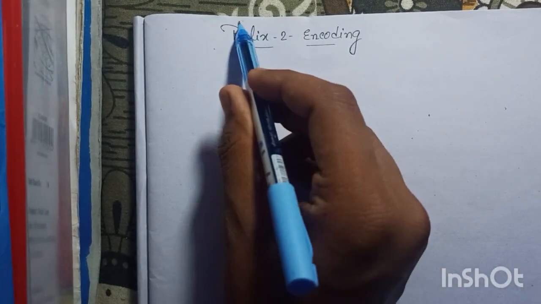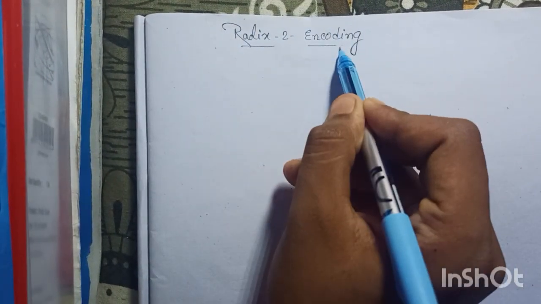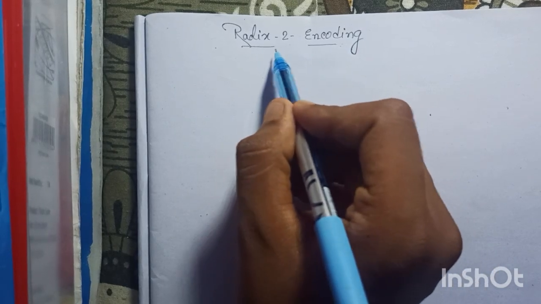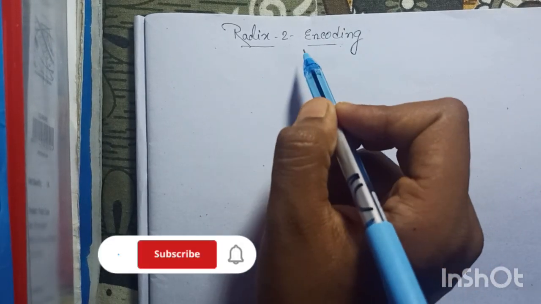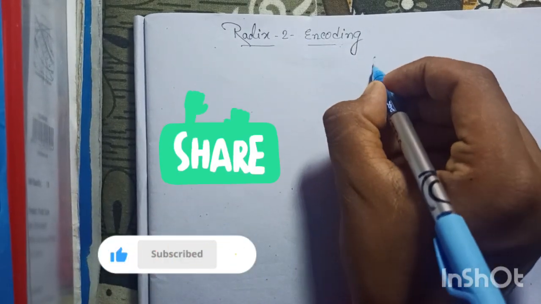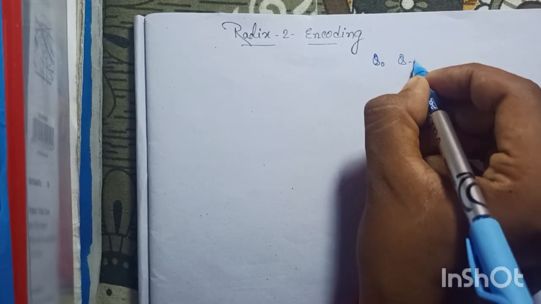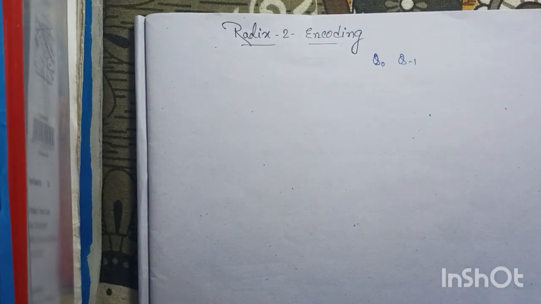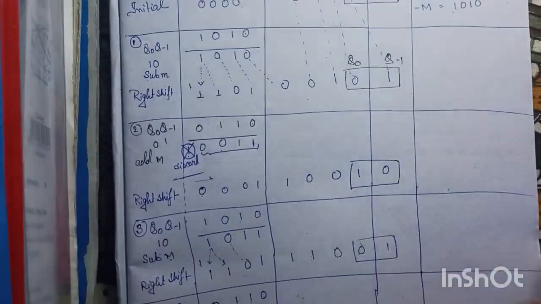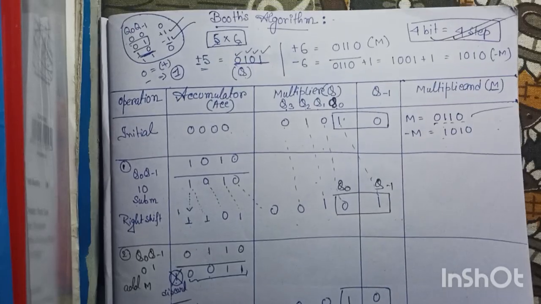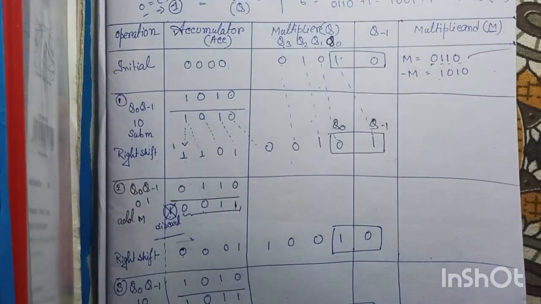I think after studying this topic, Radix 2 encoding, at first you should know about Booth multiplication, where we just discussed one thing, that is when we're talking about the multiplier Q0 Q minus 1. We know this one. Okay, I'll just show you something. And this is our Booth multiplication that we already did in our previous video.